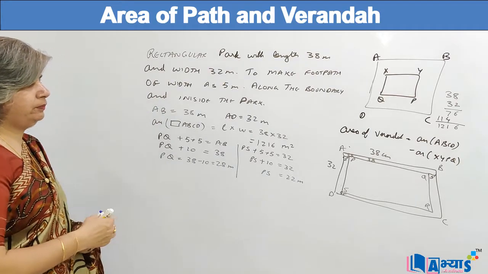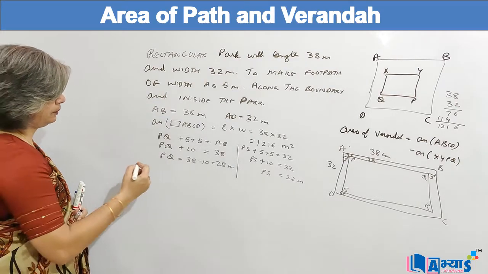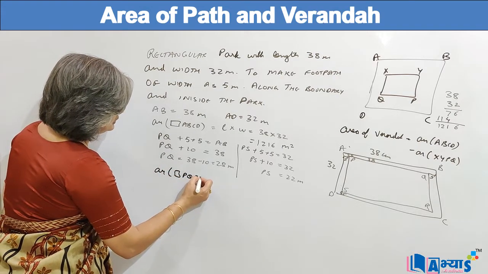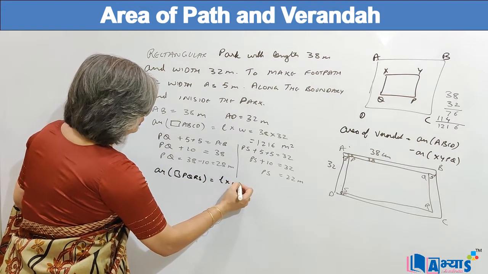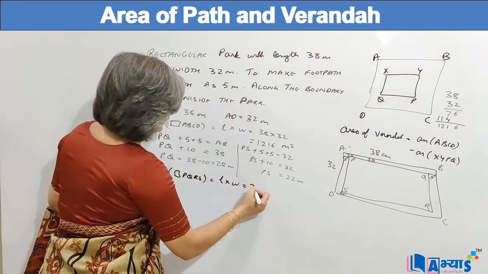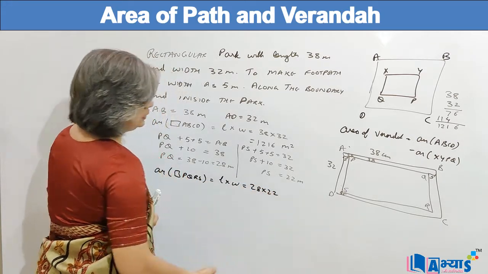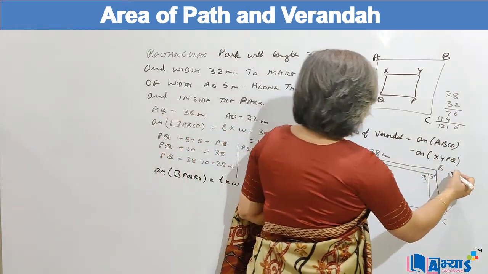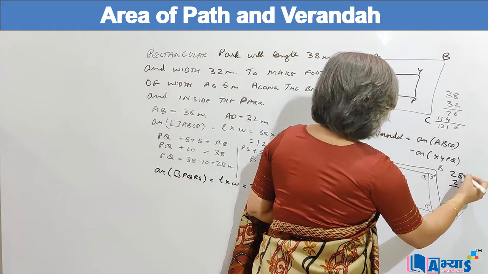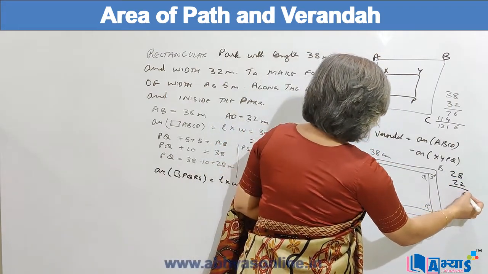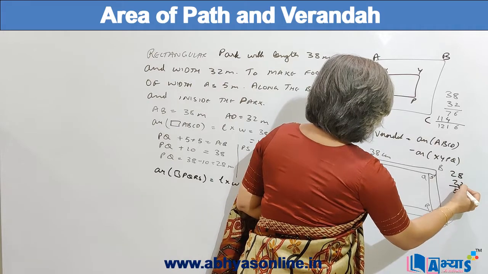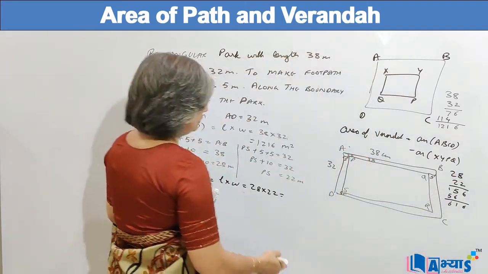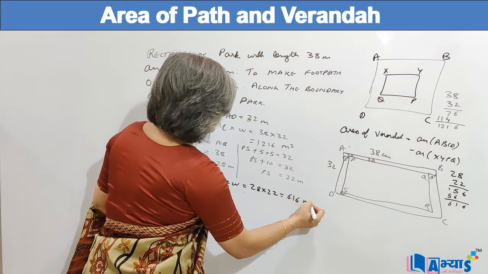Now the area of PQRS. Area of rectangle PQRS is equal to length into width, the length is 28 and the width is 22, so the area will be equal to 28 into 22. When we multiply, we get 8 twos are 16, 6 and 1 carry, 56, then again 56, it will be 6, 1 and 6, so it is 616 meter square.